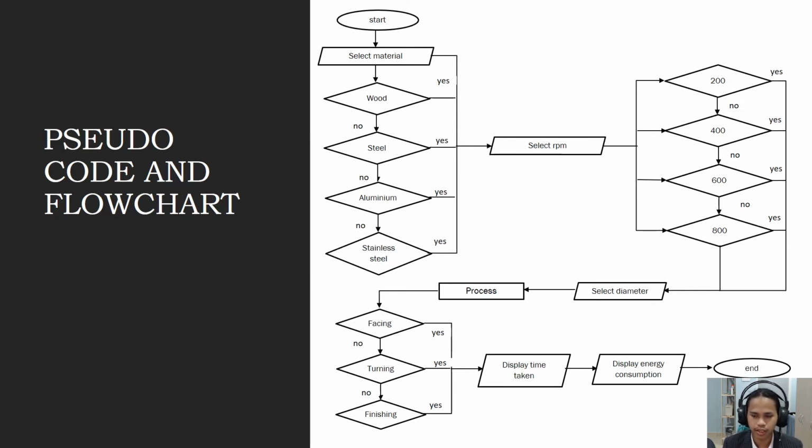Then after the RPM is selected, the program will go to select diameter, where the user must input the diameter to cut the material. And with a certain RPM, there are 3 types of process, which are facing, turning, and finishing. After the process, the program will calculate all the time taken and energy used, and then display the time and energy consumption used for this project. And at the end, the program will break and end.